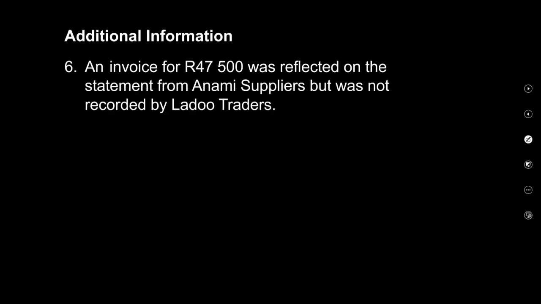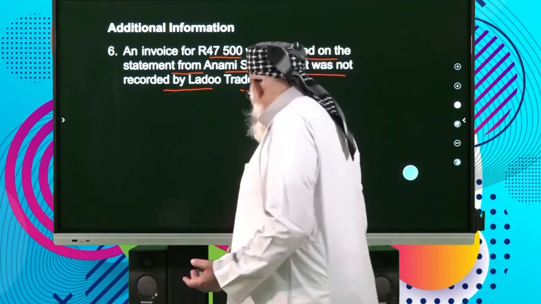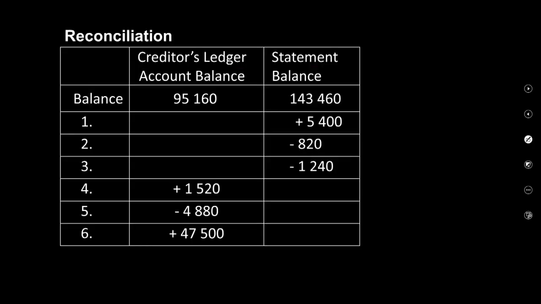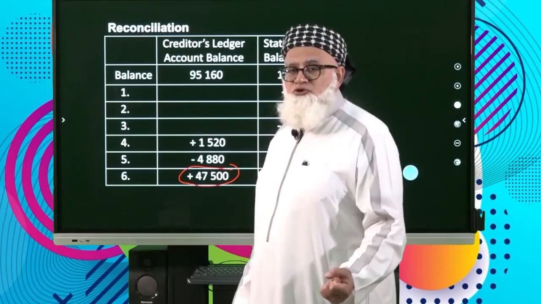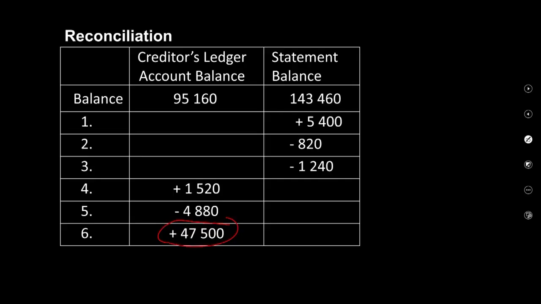An invoice of 47,500 was reflected on the statement from Anami Suppliers but was not recorded by Laddu Traders. Clearly, the error is on our side. We have not reflected this invoice, and therefore we now need to reflect it. Therefore, coming to number 6, we say add 47,500, which is the amount that it was an invoice that we had omitted to record. We now record it. Okay, next one.